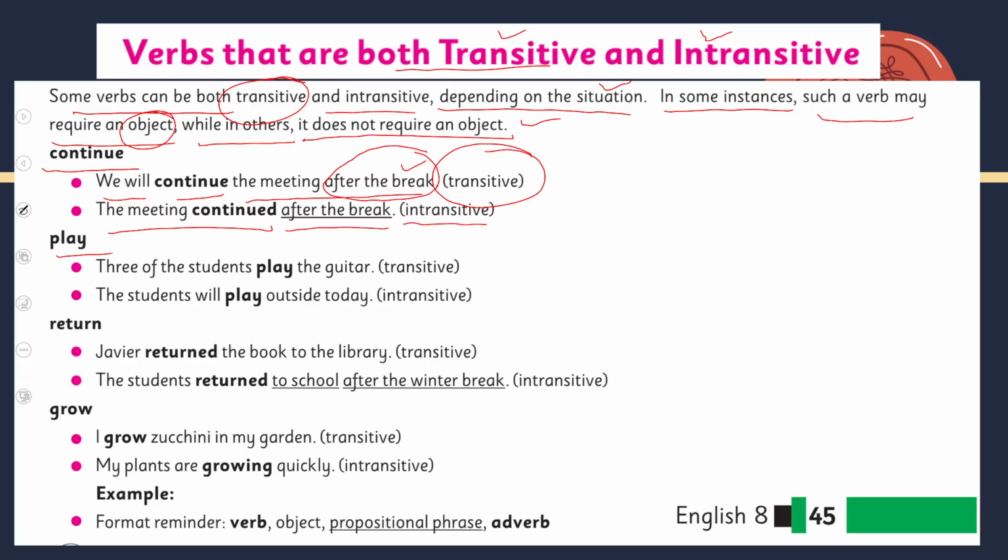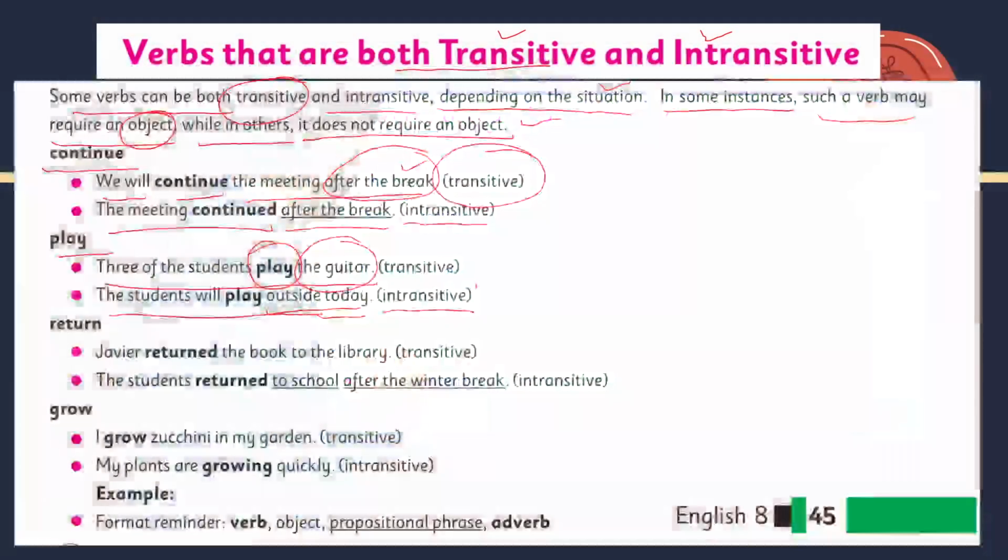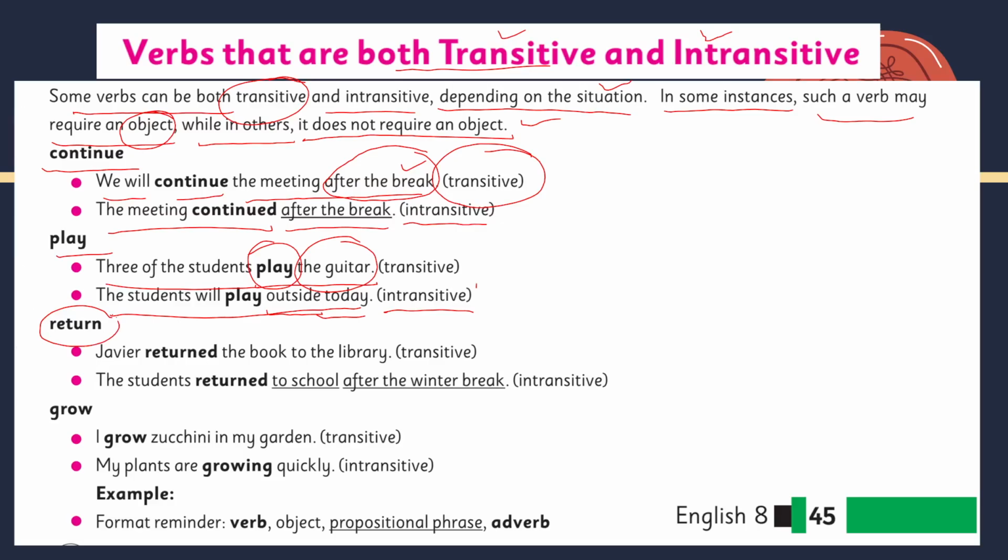Next one is the word play. Three of the students play the guitar. Now this verb over here is transitive because we have a direct object. The students will play outside today. It is intransitive because it does not have any kind of direct object. This is just what we have as a preposition and the day mentioned, so there is no direct object, hence it is intransitive.